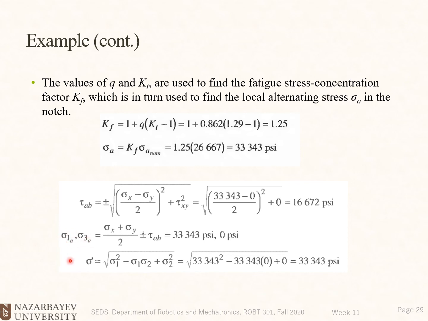Once you have these numbers, then you could find von Mises effective stress sigma prime to calculate the alternating effective stress. Just plug these numbers in, and then you have the sigma prime.